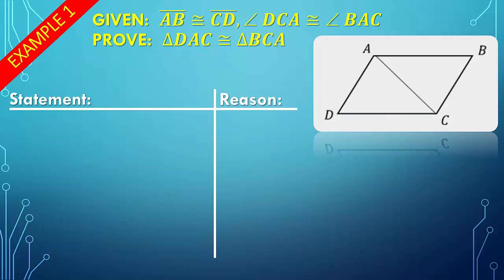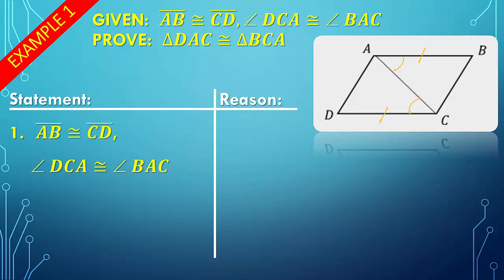So we're really just building on what we did yesterday, except now you have to supply everything. It's not fill in the blank. So we're given that AB is congruent to CD, so always mark your diagrams. AB and CD are congruent, so make your marks there. And that angle DCA is congruent to angle BAC. And we need to prove that triangle DAC is congruent to triangle BCA.